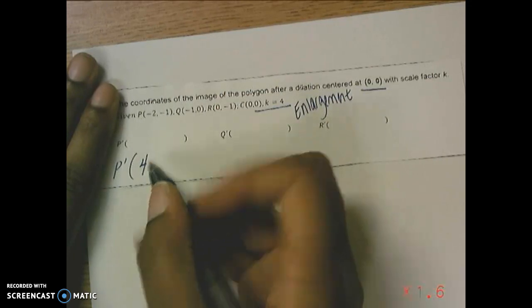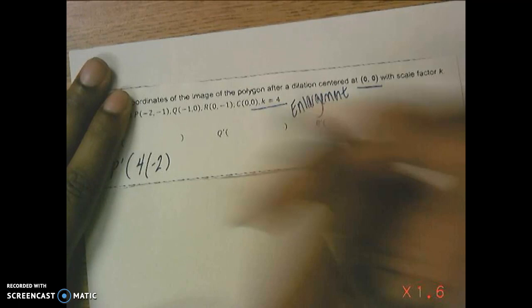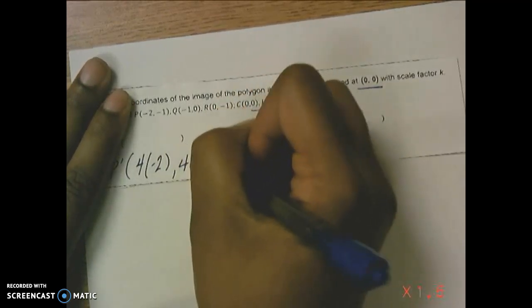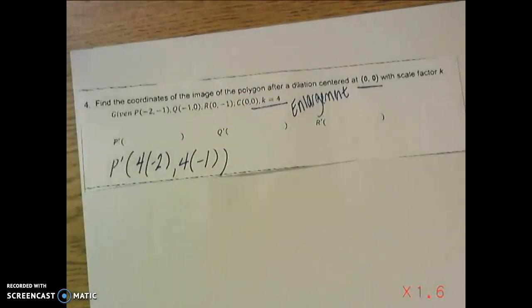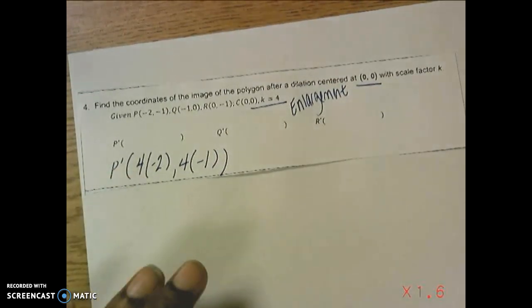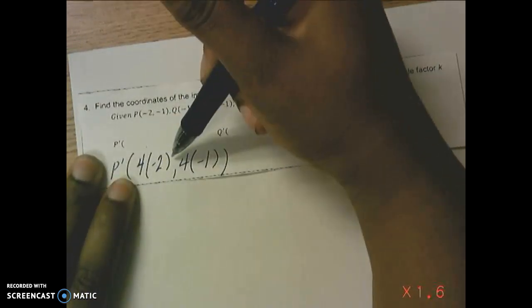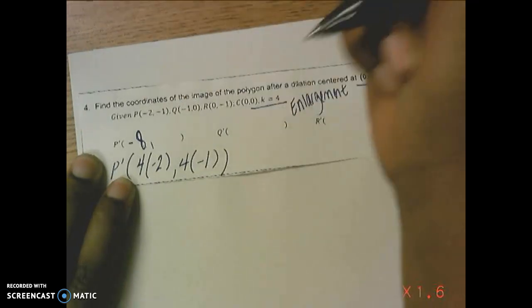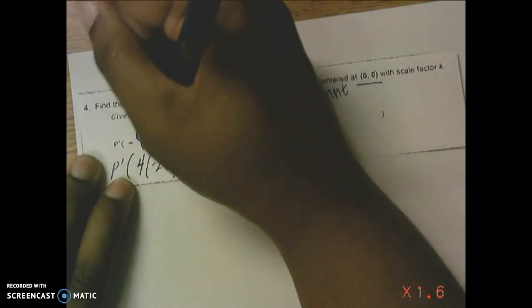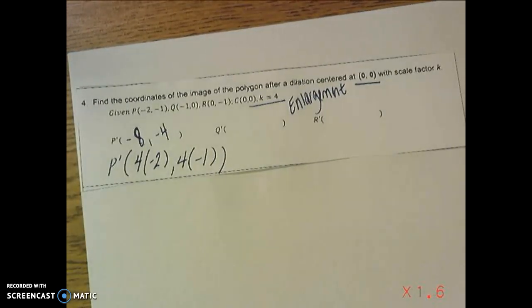So P prime will be 4 times -2, because that's the X value, and then 4 times -1, since that's the Y value. Now, don't be talking about how I'm closing parentheses. If you open them up, you've got to close them back, okay? So the location for P prime is going to be 4 times -2, positive times a negative is a -8. And positive times a negative again, 4 times -1 is going to be a -4. So the location for P prime would then be (-8, -4).